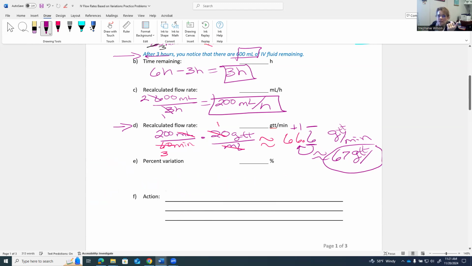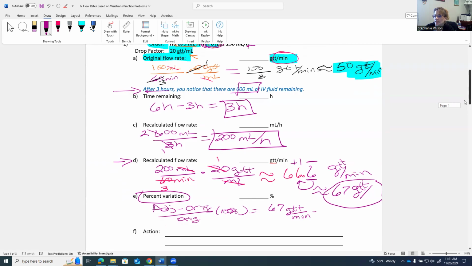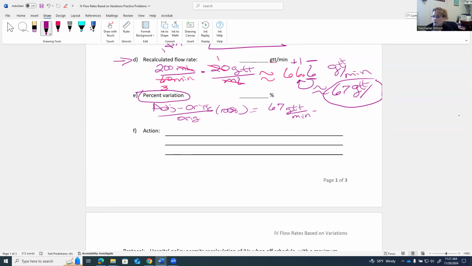All right. Now, what we're going to do is take our adjusted minus our original, divided by our original, times 100%. This is going to give me my variation, my percent variation. So my adjusted was 67 drops per minute. And then my original, if we go back up there to the top, my original was 50 drops per minute. See, it's highlighting blue. So minus that 50 drops per minute, all divided by that 50 drops per minute. And then when I'm done with that, I'll multiply by 100%.